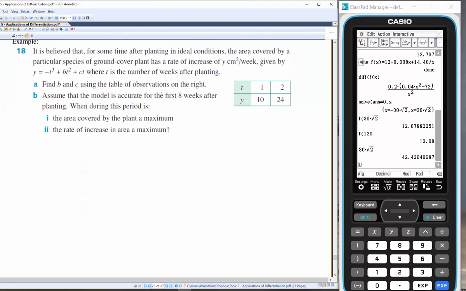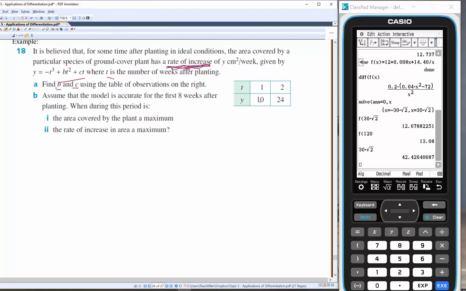Okay, last problem. It's believed that for some time after planting in ideal conditions, the area covered by a particular species of ground cover plant has a rate of increase. Whoa, that's cheeky. All right, so underline that, okay, of y centimeter squared per week given by this function here, where t is the number of weeks after planting. All right, so we'll talk about this in a sec, but this one here is going to be a basic find b and c using the table of observation.